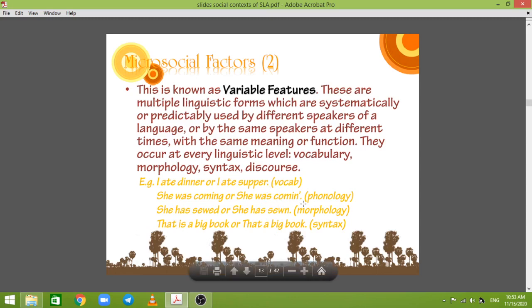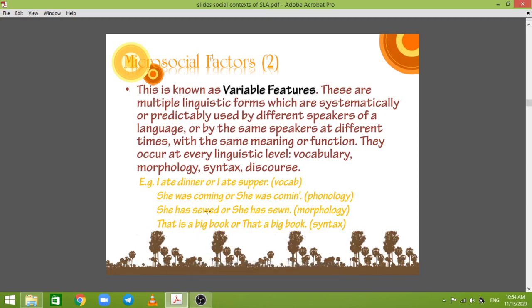Next one is about phonology. She was coming, or she was comin'. Take a look at the two forms, right? For the first one, we need to consider the sound that we use lastly here, that's why we pronounce the final G. But for the second one, this is a sound that the speaker uses with the same intention as the first one, just a different rule of pronouncing.